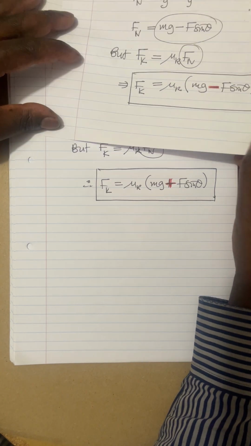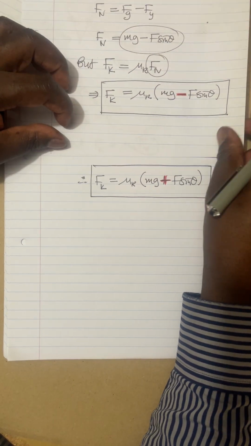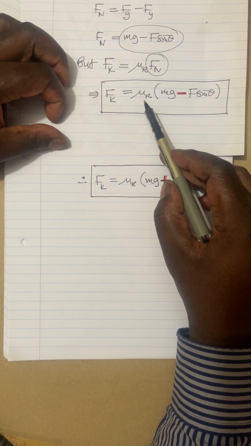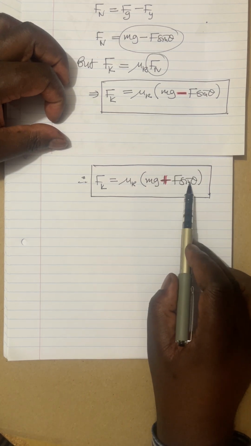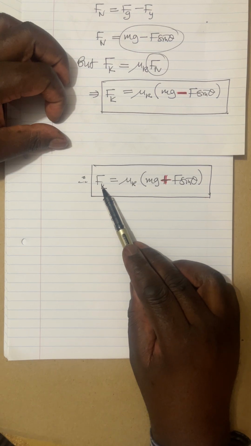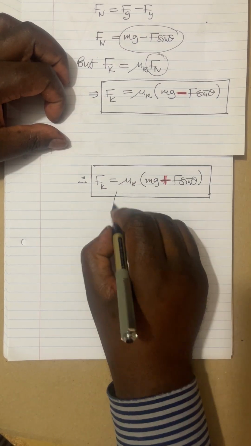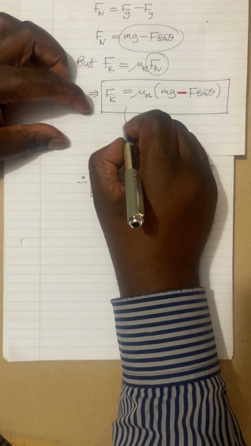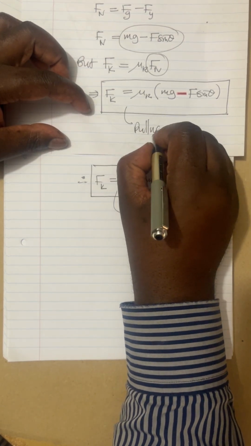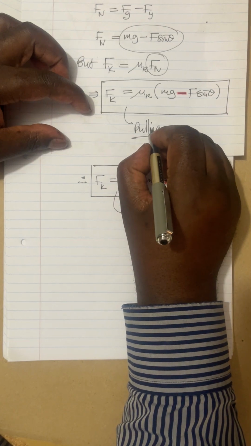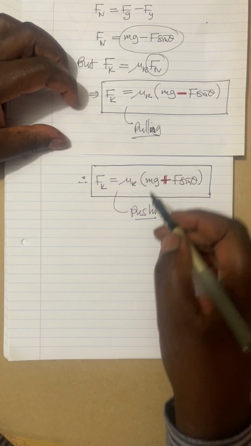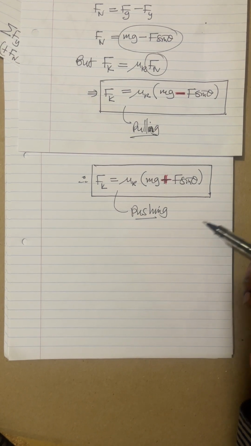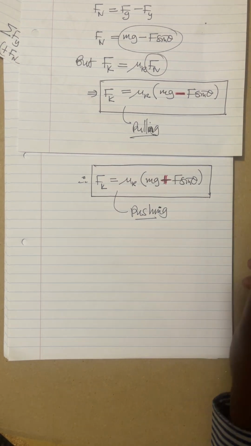Now you will see that here the two numbers are subtracting and multiplying by mu k. Here the two numbers are adding. Obviously the value there should be bigger than the value here. Remember, this is for pushing and this is for pulling. So when you're pulling an object, frictional force is smaller than when you're pushing it. And that's why it is easier to pull objects than to push them.